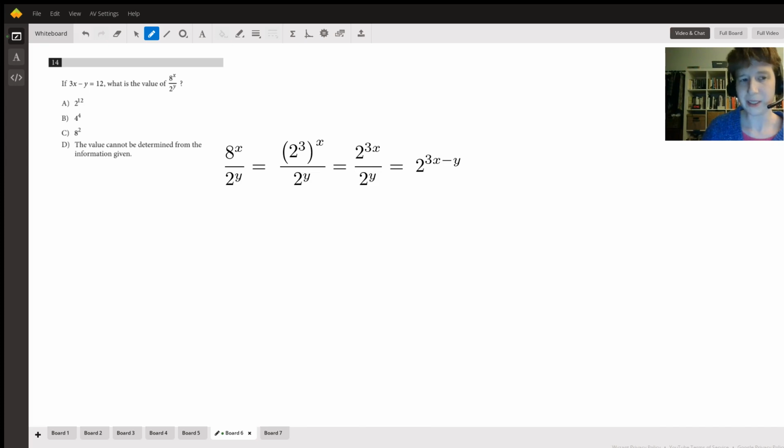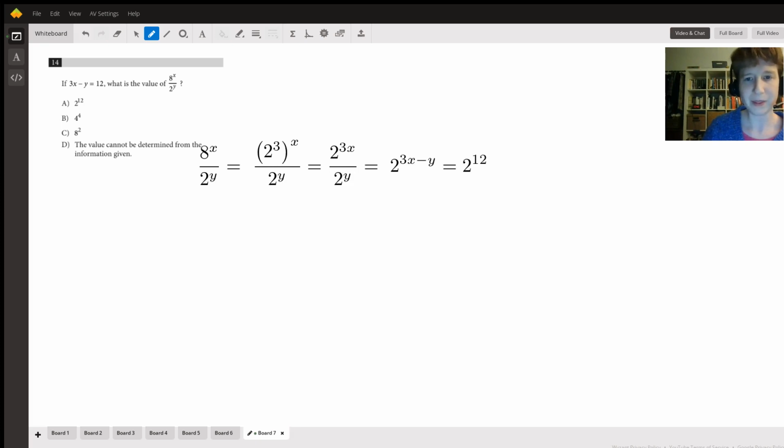Look back at the question. That's right. The question says that 3x minus y is 12, meaning that 2 to the 3x minus y must be 2 to the 12, which is choice A.